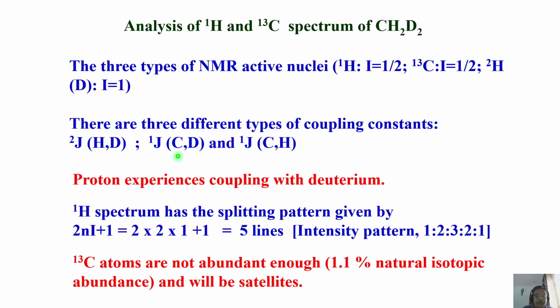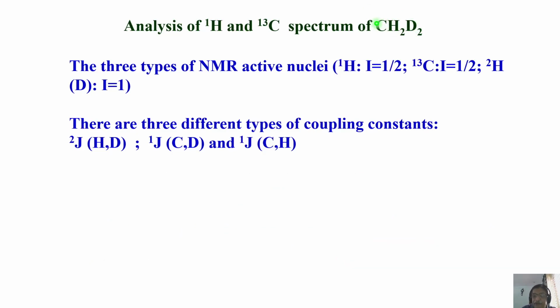Now let us look at the proton spectrum of this. Proton experiences coupling with the deuterium. We are not bothered about carbon 13, as you know. Why? Because its natural abundance is 1%. We look at the major isotope, carbon 12, attached. Carbon 12 has magnetic moment 0, so that will not couple to proton. Now how many lines do I expect for proton?